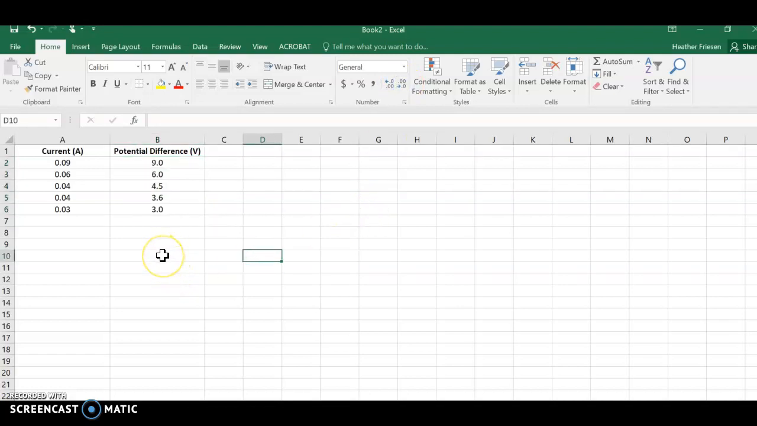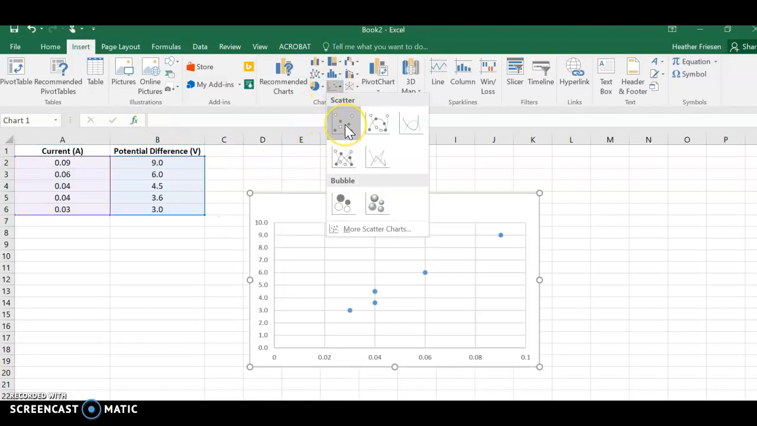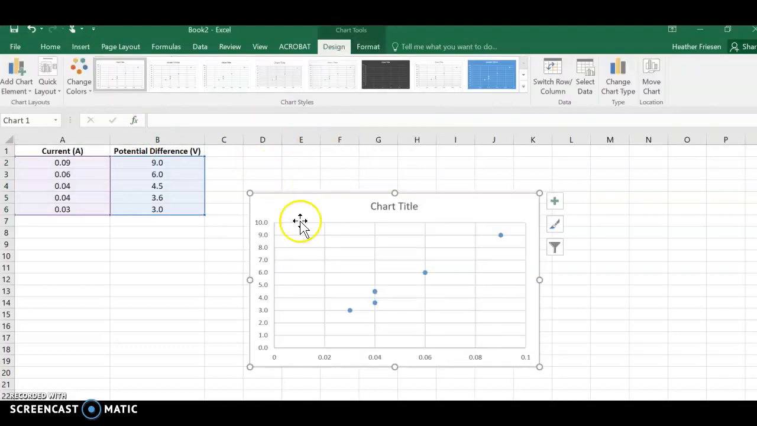To make my graph, the kind of graph that I want to see here, and we know from Ohm's law, I should be looking for a linear relationship between potential difference and current intensity. So let me grab the data, and then we're going to go to Insert, and what we want is a scatter plot. So we'll do the scatter plot that looks like that.